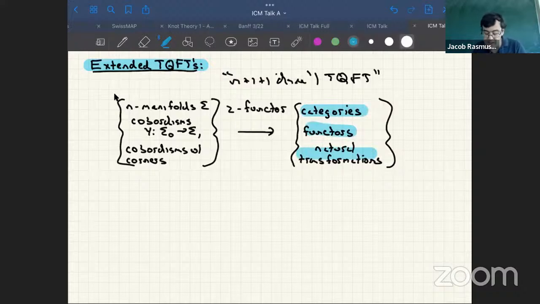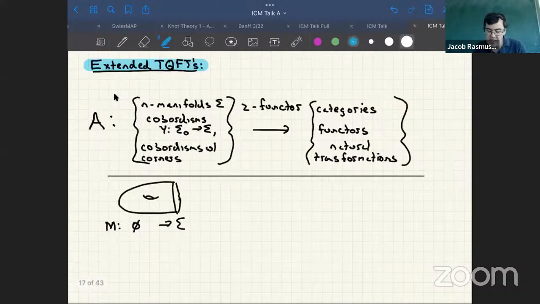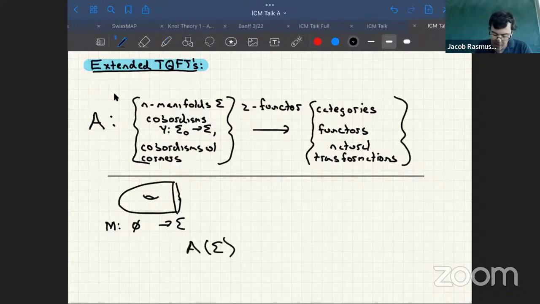We can go on dividing all the way down, but already in the case of Floer homology, this is complicated enough. Okay, so in this setting, for example, if I have a 3-manifold with a single boundary component sigma, well, to sigma I associate a category A of sigma, and to this M, which I could think about as being a cobordism from the empty set to sigma, I'll get an A of M, which is an object of the category.